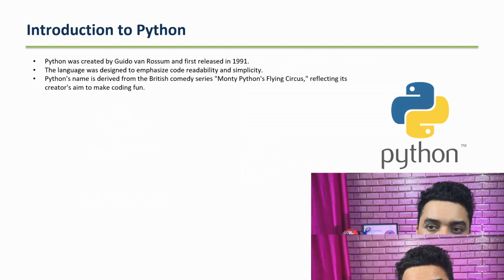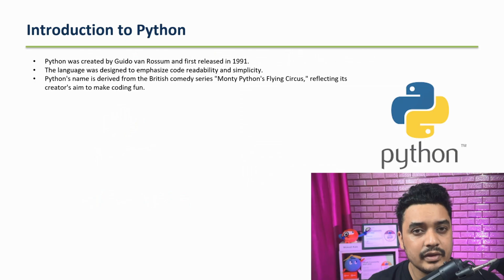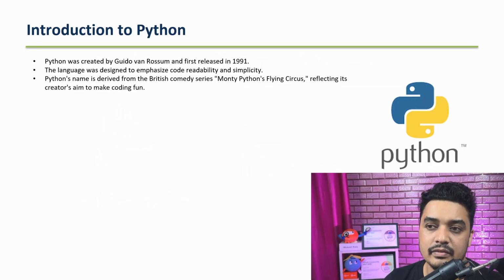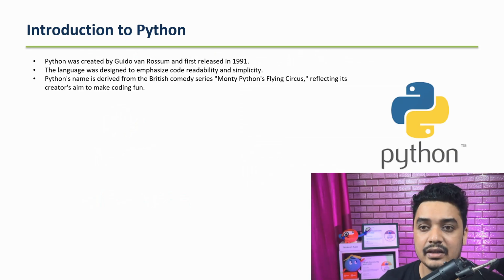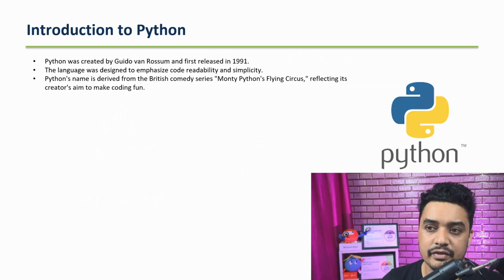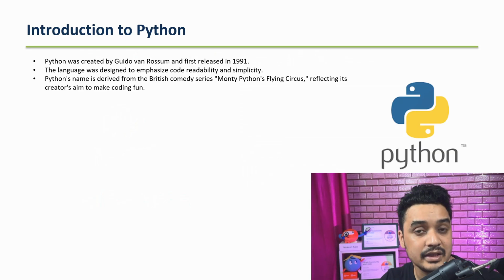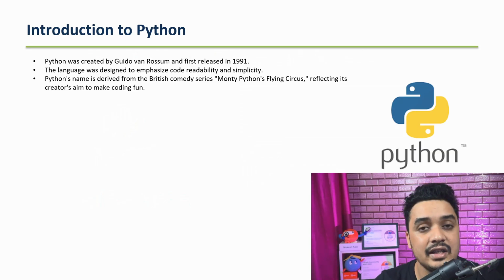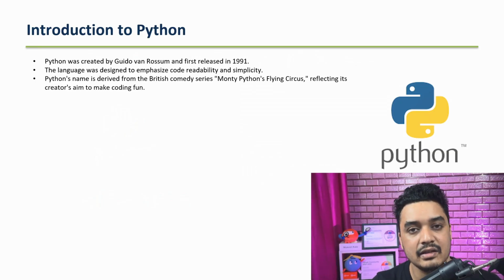Code. Okay, so if we talk about the history, Python was first created by Guido van Rossum and first released in 1991. This language was designed to emphasize code readability and simplicity. The word Python is derived from the British comedy series Monty Python's Flying Circus, reflecting the creator's aim of making coding a fun language.